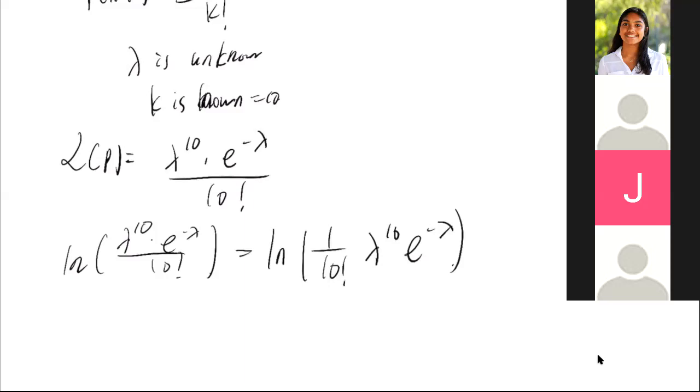And when there's a log of lambda to the 10th power, we can write it as 10 times log lambda. And we know that this is constant here. And then it's easier for us to calculate the derivative.